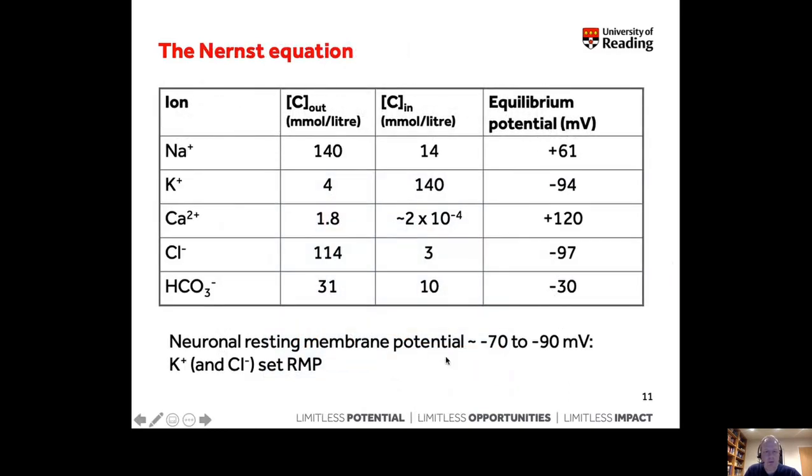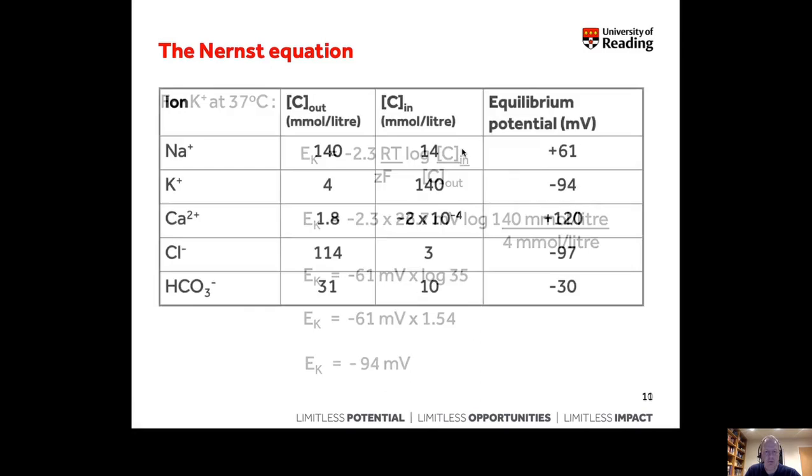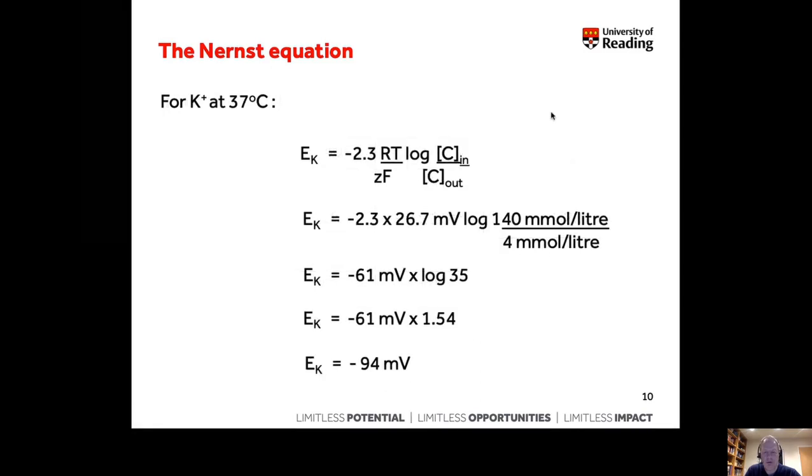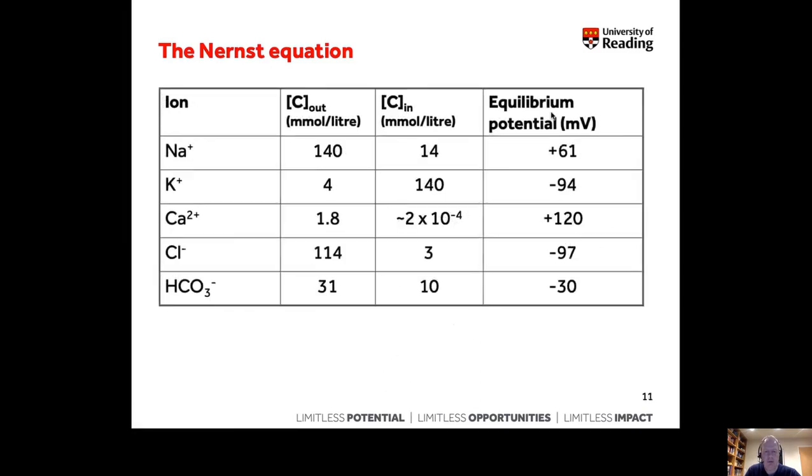So like I said, that's a good place to finish this screencast. We'll go on to talk in a little more detail about the nerve action potential in screencast 3. As I said, maybe for an exercise, you can plug some of these other numbers into this equation here and see if you can come up with plus 61, plus 120, minus 97, minus 30, etc. Okay, so let's finish this one here.